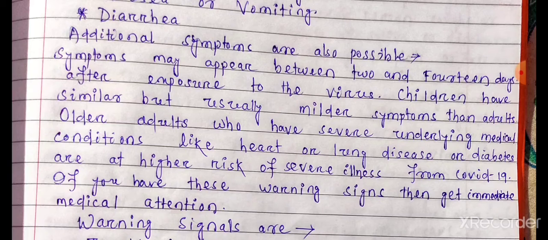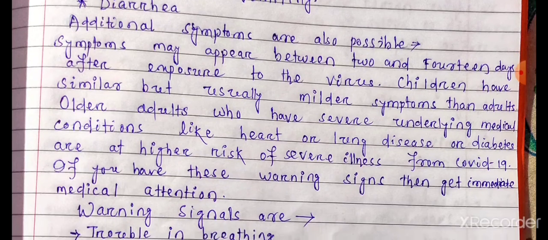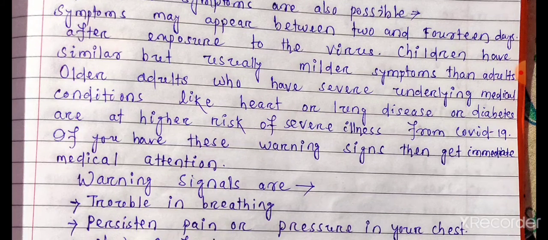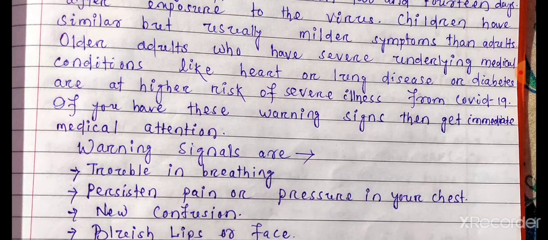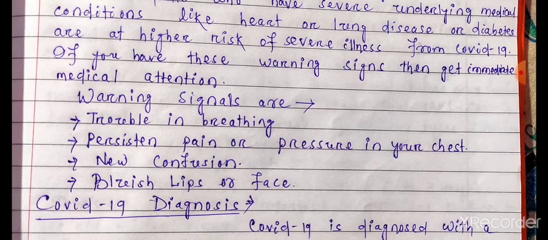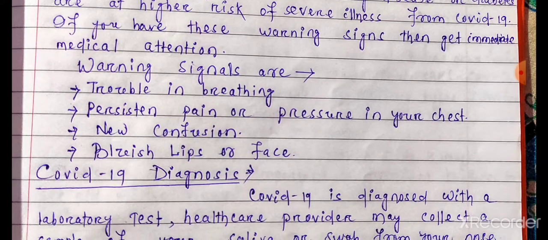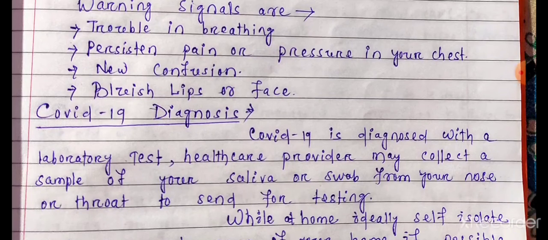Older adults who have severe underlying medical conditions like heart or lung disease or diabetes are at higher risk of severe illness from COVID-19. If you have these warning signs, then get immediate medical attention. Warning signals are trouble in breathing, persistent pain or pressure in your chest, new confusion, bluish lips or face.